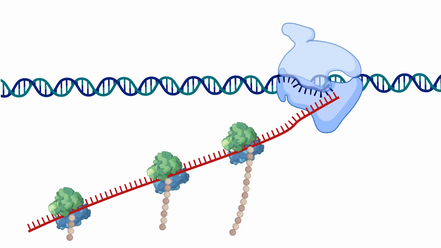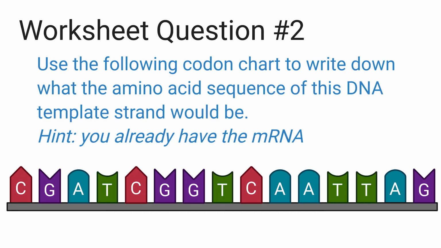In bacteria, translation is coupled to transcription. So as the messenger RNA is being created, it is being translated simultaneously by multiple ribosomes. Pause the video. Use this codon chart to write down what the amino acid sequence of this DNA template strand would be.